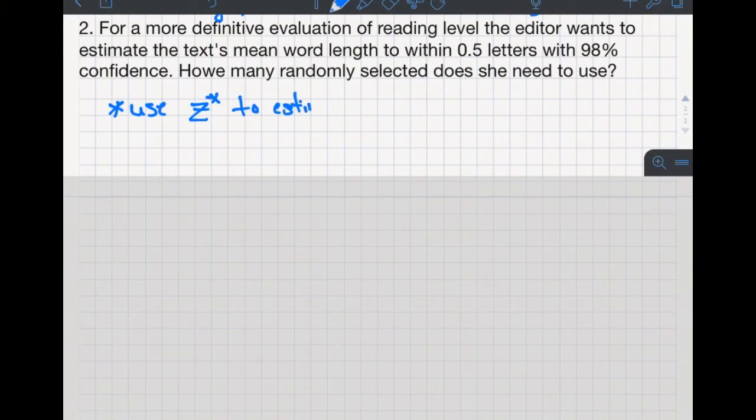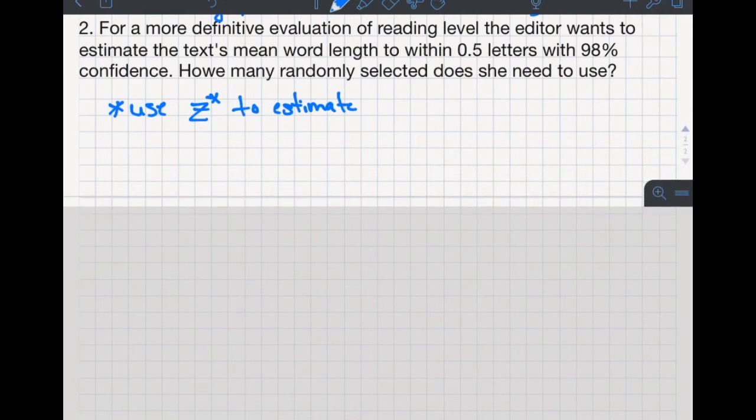If we use Z star to estimate, then we can get a little bit better idea. And if you wanted to, you could even go back further and redo that at the end with a t-score, but not necessary. And so here's where it's going to be. We're going to say, all right, we want it to be within 0.5, so that's kind of like my margin of error. Whenever they talk about within something, that's always the margin of error.